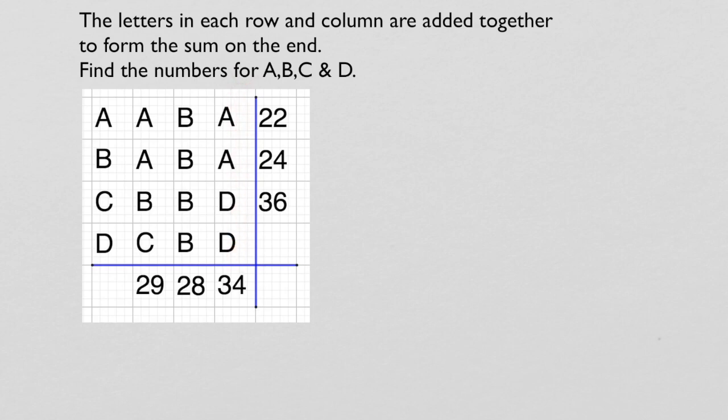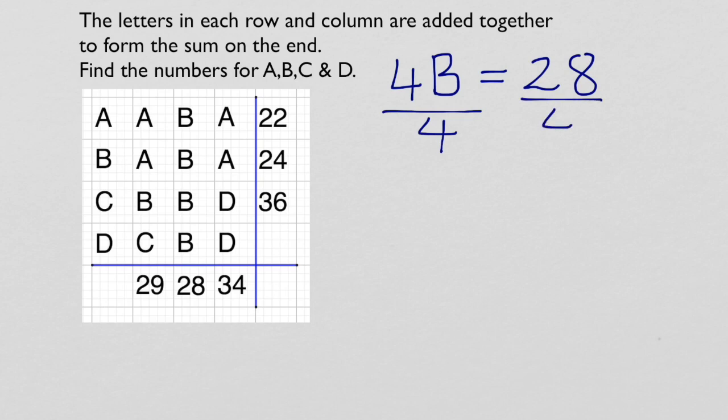And when we solve these, the first thing you want to do is look at any row or column with only one letter. That makes life a lot easier. So if you spotted it, well done. That is the best row to start with. There are 4 B's, and we're going to make a little equation. B plus B plus B plus B equals 4B, and 4B equals 28. And simply we can divide both sides by 4 and we get our answer, B equals 7.